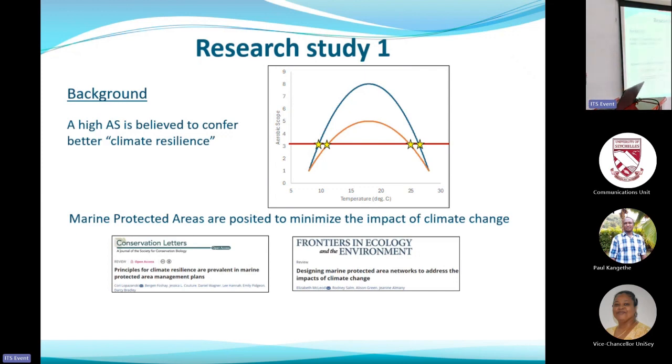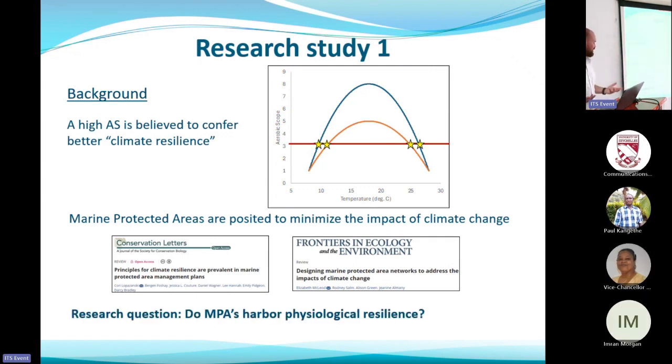And then there's also a proliferation of research on marine protected areas positing that marine protected areas confer climate resilience to organisms that reside within their boundaries, right? So you often hear that, okay, we're in a climate change hotspot. How do we mitigate the effects of climate change on fish populations? Let's put a marine reserve there. So I wanted to pair these two concepts and ask the question: do MPAs harbor physiological resilience of organisms that inhabit them?